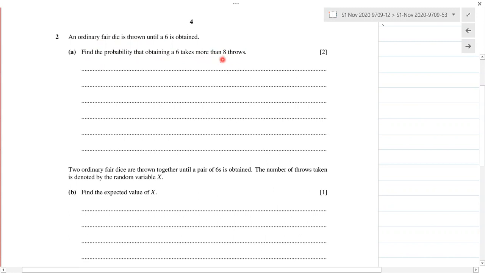Find the probability that obtaining a 6 takes more than 8 throws. More than 8 throws out of how many throws? Out of 50, 10, 20? So n is missing. Whenever there is no n given, that means this is a geometric distribution. We know that this is a geometric distribution, which is expressed like this. The probability of getting a 6 is p = 1/6. Not getting a 6, that's q = 1 - p, which is 5/6.